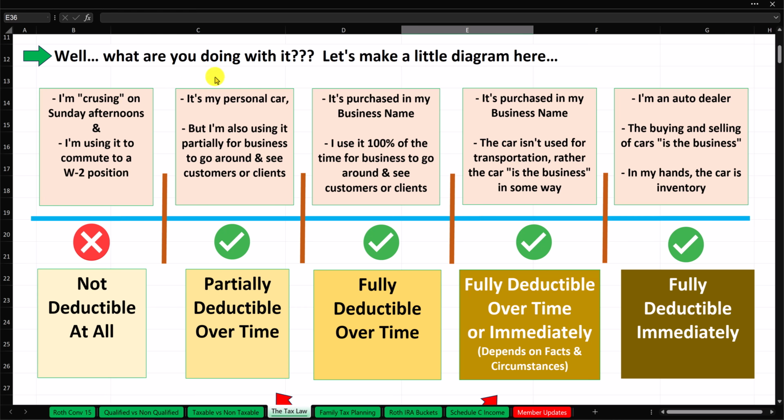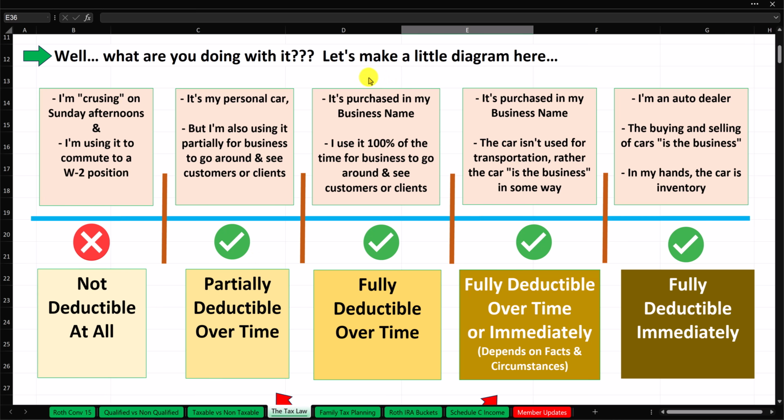Next, it's my personal car, but I'm also using it partially for business to go around and see customers and clients. In that case, it is partially deductible over time. You can deduct part of the cost of the vehicle itself over time, and you can deduct part of the costs associated with operating the vehicle.